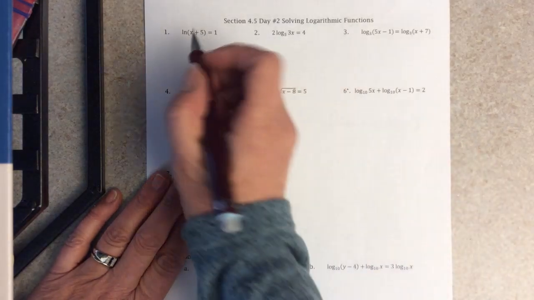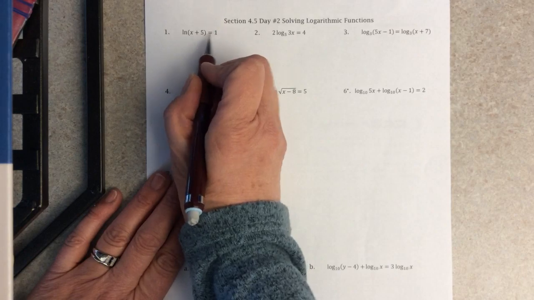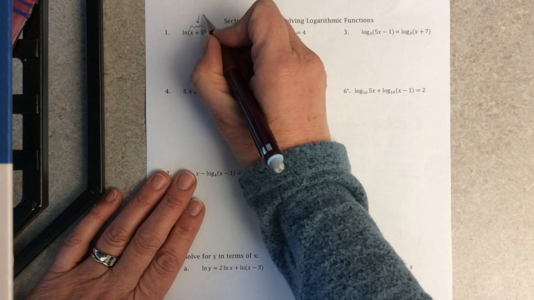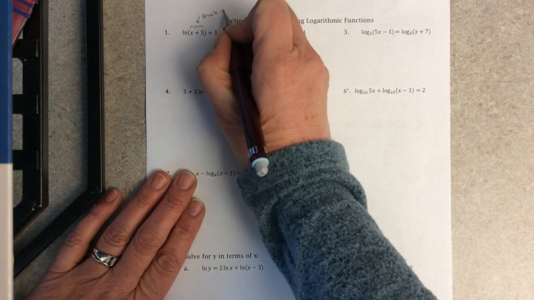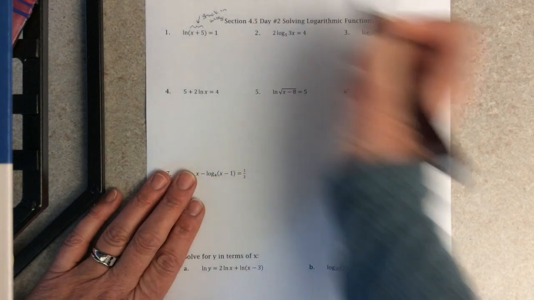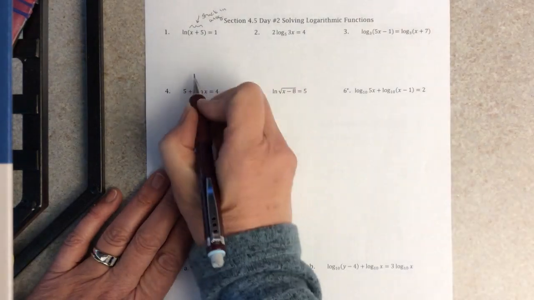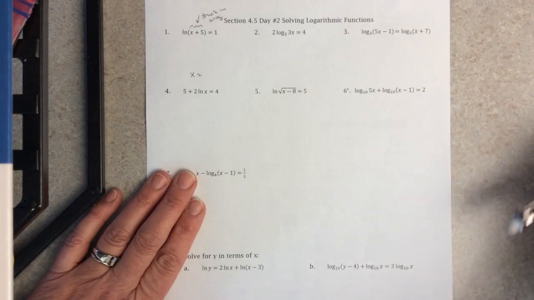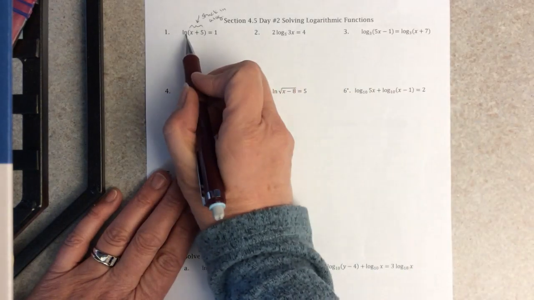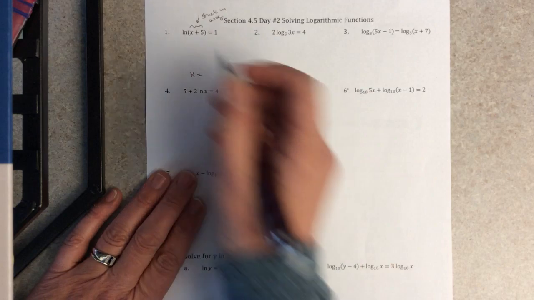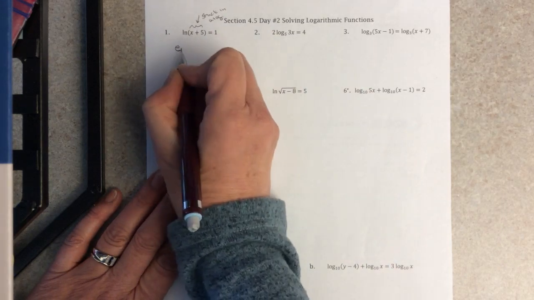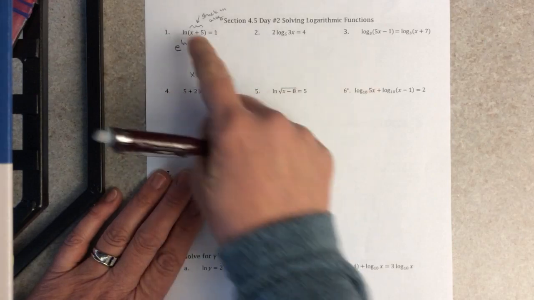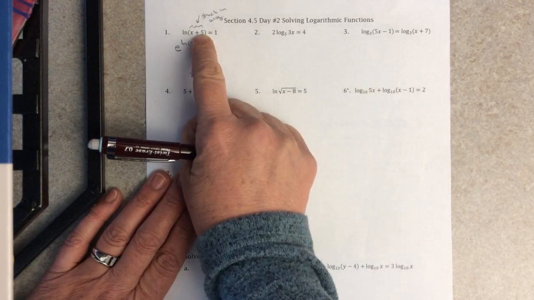So when we look at ln of x plus 5 equals 1, we want to think about this x plus 5 being stuck in a log. And the only way to get it out of the log so that we can solve for x is to use the inverse operation, which is called an exponential, with the same base as the log. So what that looks like is we take e, which is the base of the log, and we raise it to this ln of x plus 5.